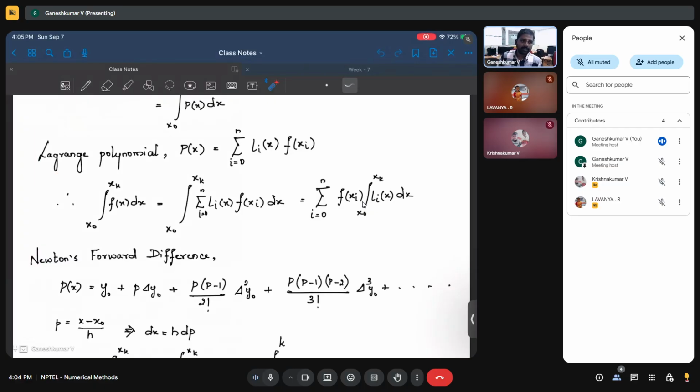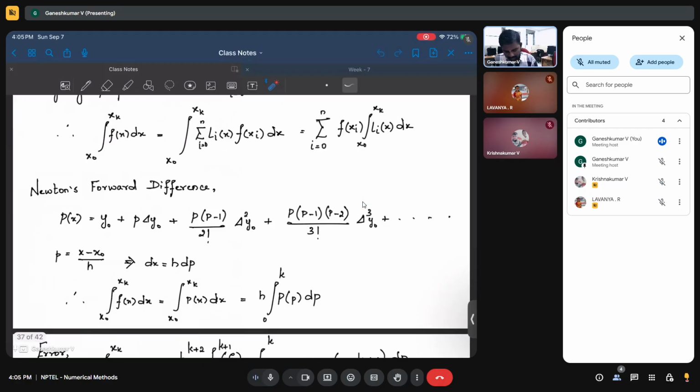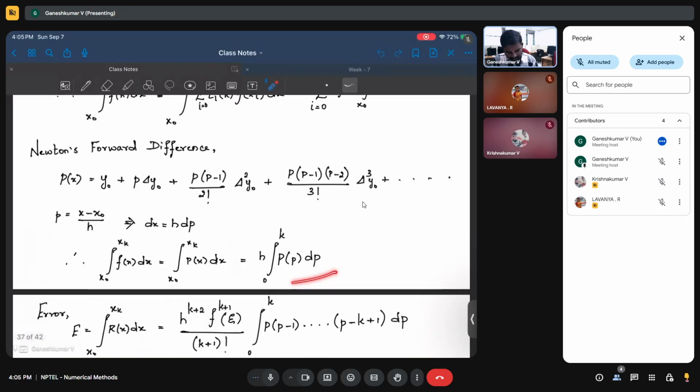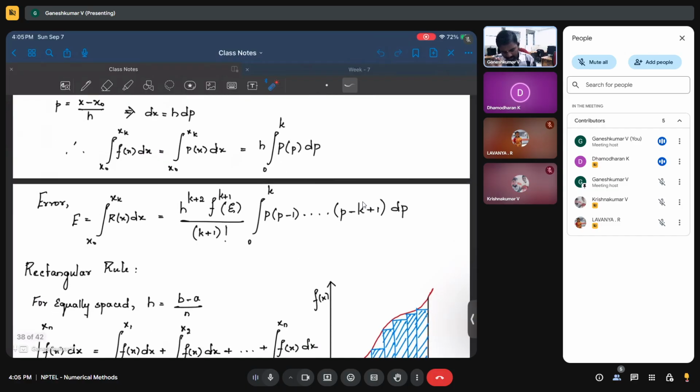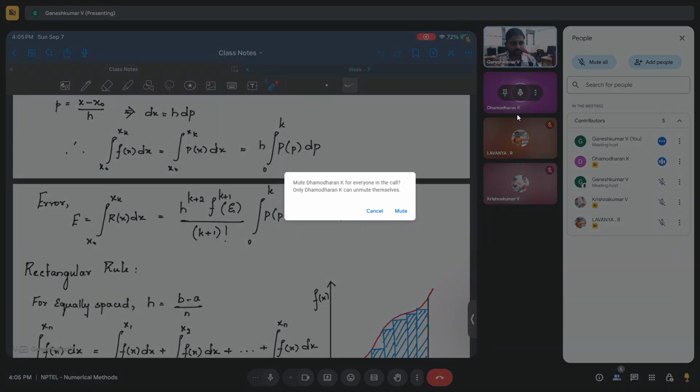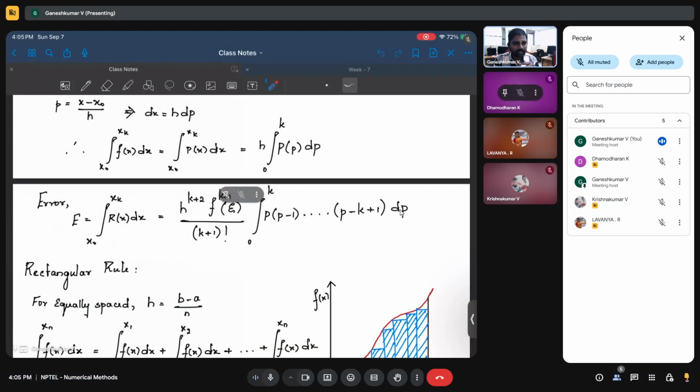So that is the first step: provided the function, you can approximate it by a polynomial. In this case, you can approximate it as a Lagrange polynomial. For a Lagrange polynomial, you just need to integrate the Lagrange coefficient and multiply it with the data points. Similarly, for Newton's forward difference, you can boil down to a simple equation where you integrate the entire forward difference formula as a function of p, and then you arrive at the integral. There is also the error of the integral.